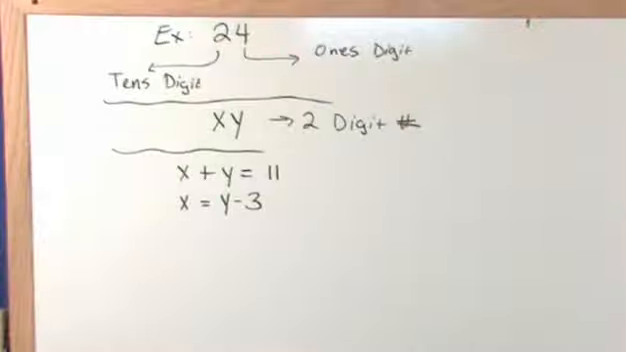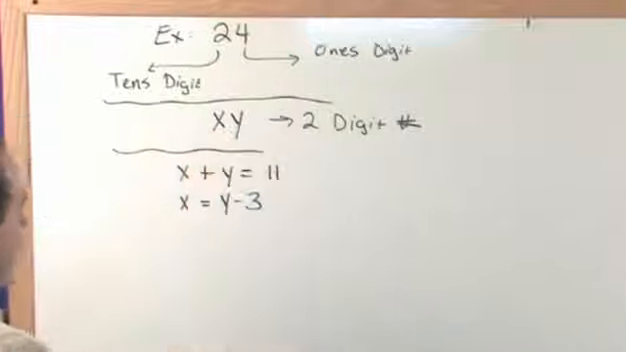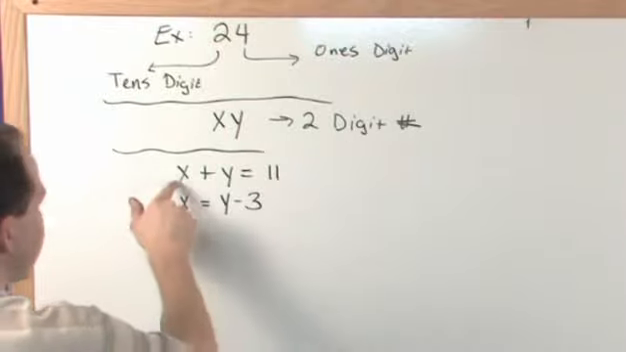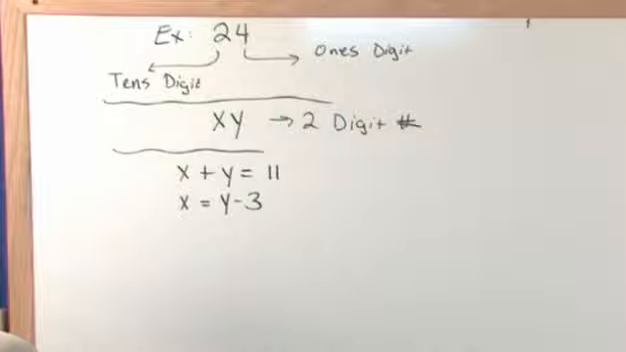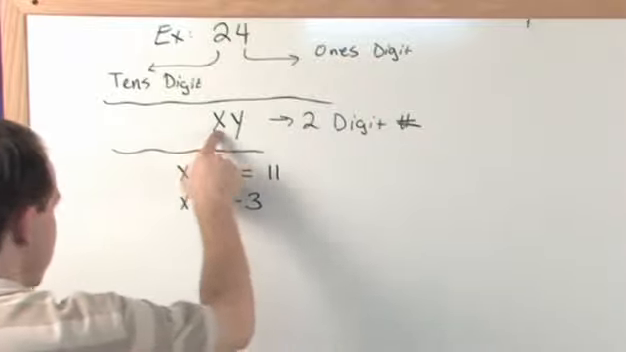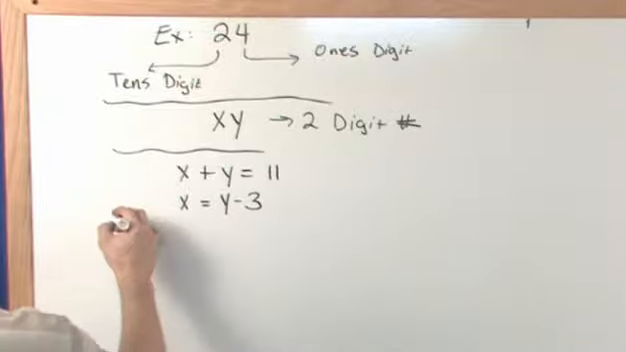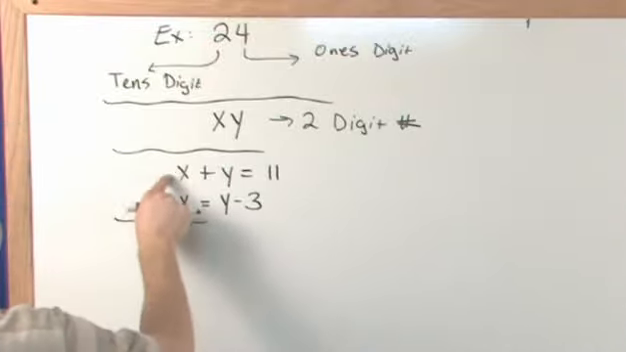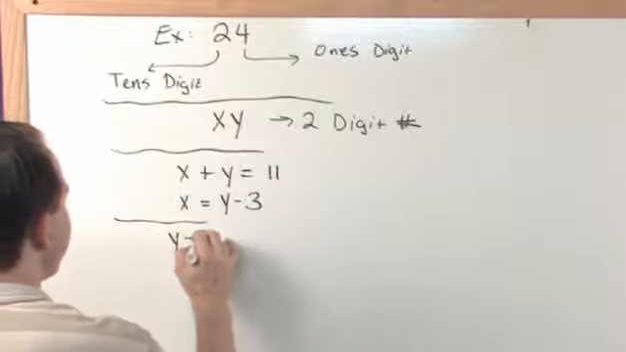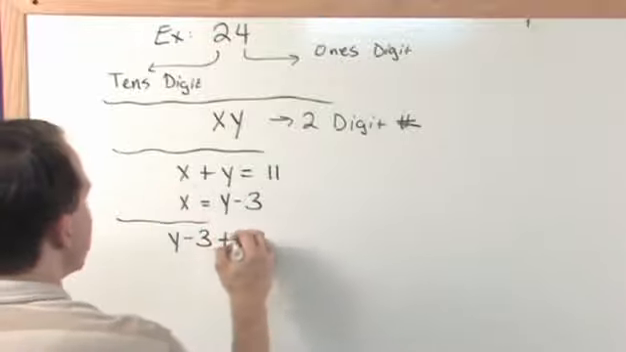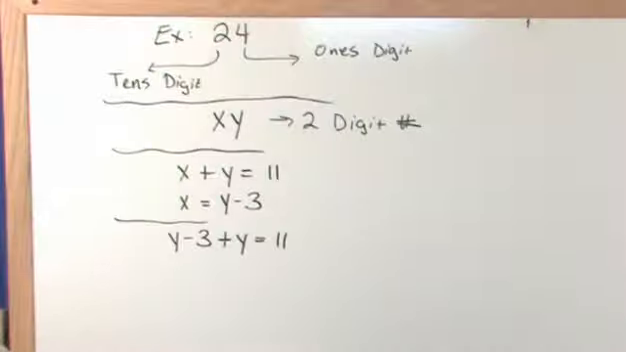Let's go back and just trace our steps here. We said there's a 2-digit number with a digit here and another digit following, and the problem says that the sum of these 2 digits must be equal to 11. We've got that marked. And it says that the tens digit is 3 less than the ones digit. So here's our equation, so let's solve. Let's plug in x here: we'll say y minus 3, plus y, is equal to 11. We just plugged it into that equation there.